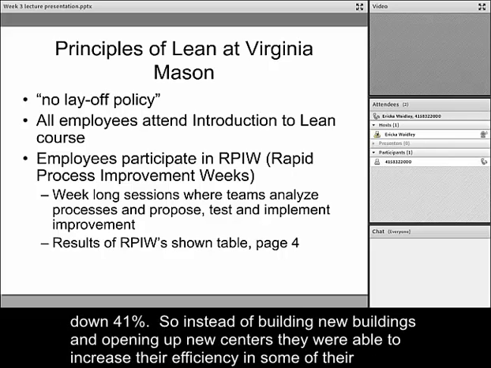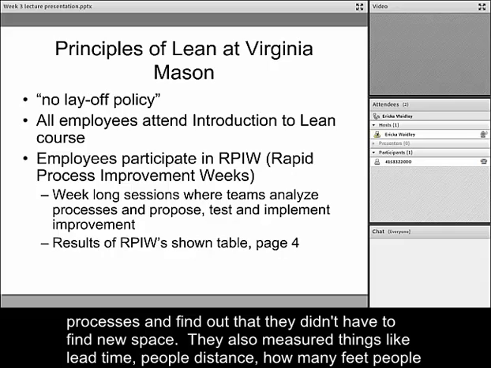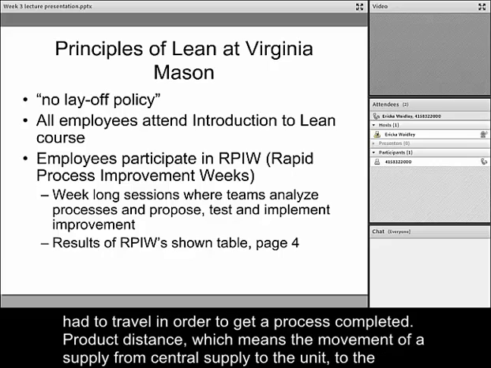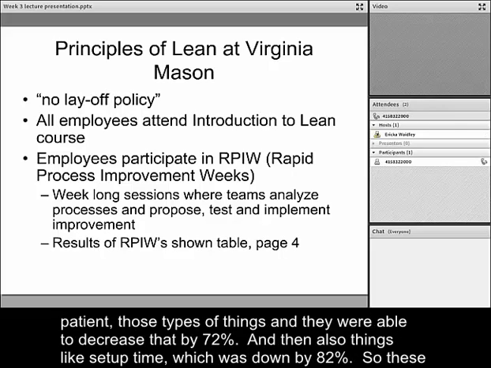So instead of building new buildings and opening up new centers, they were able to increase their efficiency in some of their processes and find out that they didn't have to buy new space. They also measured things like lead time, people distance, how many feet people had to travel in order to get a process completed, product distance, which means the movement of a supply from central supply to the unit to the patient, those types of things. And they were able to decrease that by 72%.